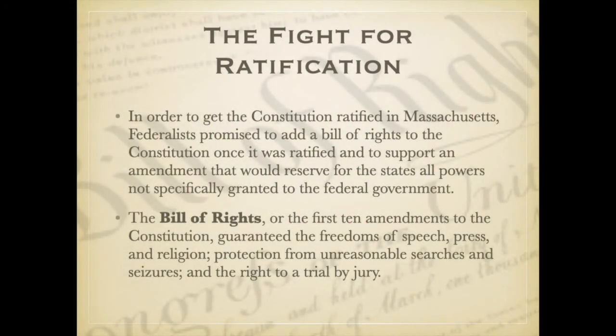In order to get the Constitution ratified in Massachusetts, Federalists promised to add a Bill of Rights to the Constitution once it was ratified, and to support an amendment that would reserve for the states all powers not specifically granted to the federal government. The Bill of Rights, or the first 10 amendments to the Constitution, guaranteed the freedoms of speech, press, and religion, protection from unreasonable searches and seizures, and the right to a trial by jury.